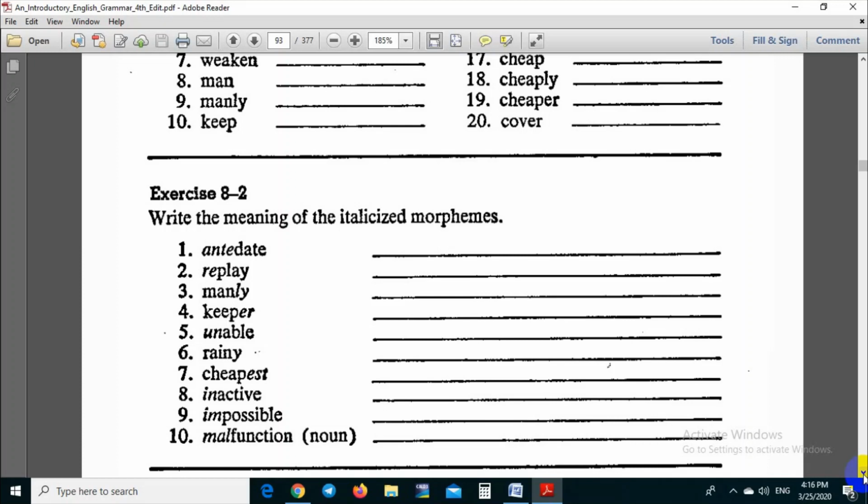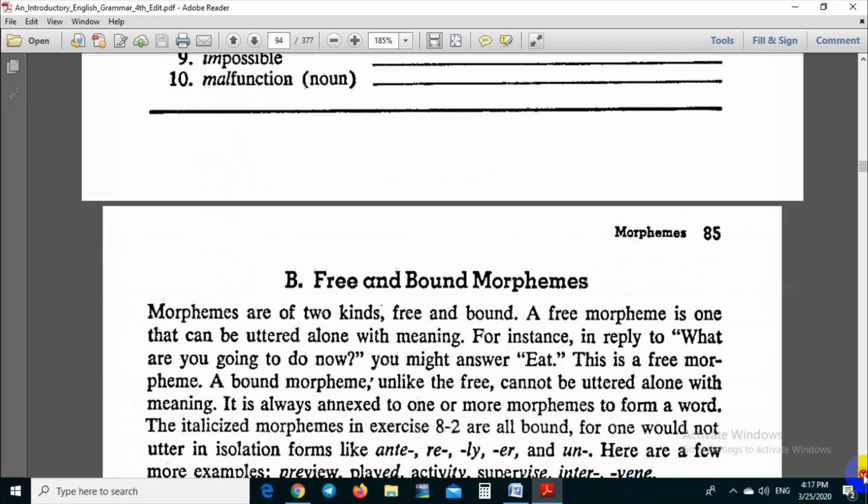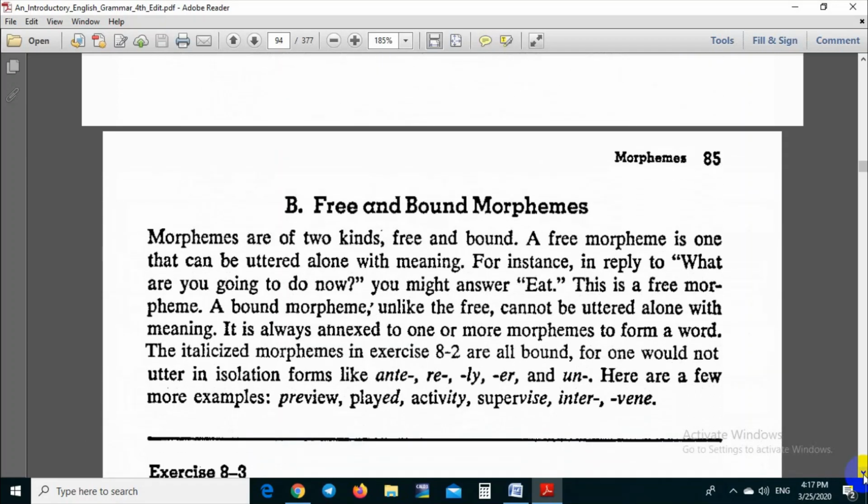Est, for example, is the superlative, that cheapest is the most cheap. It carries the meaning of the superlative adjective. Inactive, for example, the in here also serves the negative. Impossible, the same, and so on. So each morpheme, whether it is, as we shall see later, a free or bound morpheme, carries meaning.